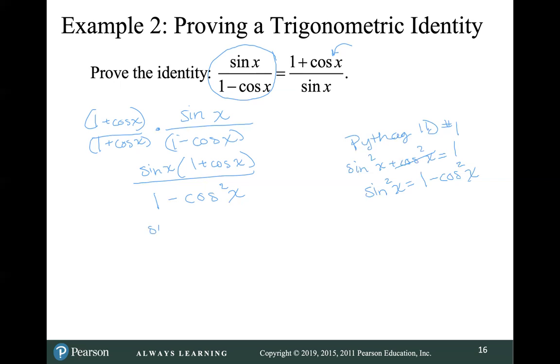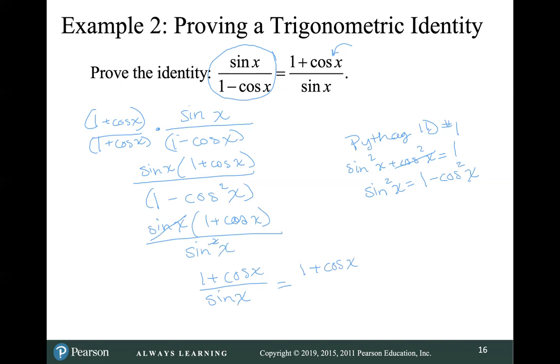So now we have sine of x times 1 plus cosine of x divided by, replacing that whole denominator with sine squared of x. And now I have sine of x divided by sine squared, so I can reduce that to 1 plus cosine of x divided by sine of x. I need these to be identical. So I have 1 plus cosine of x divided by sine of x. They are identical, so my work is done.